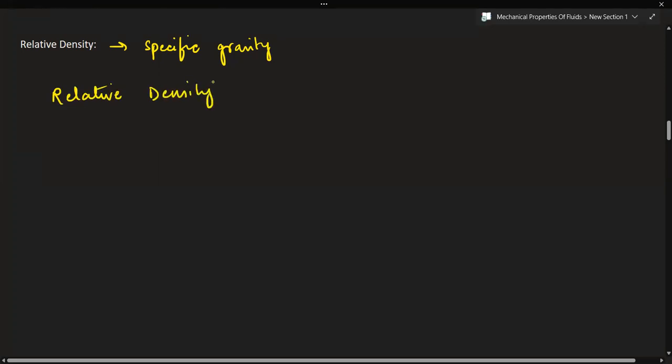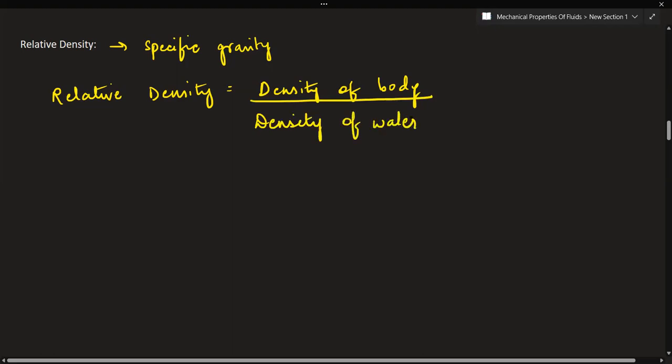The formula of relative density would be the density of the given body divided by the density of water at 4 degrees Celsius. This is the formula for relative density. See, the relative density is the ratio of similar quantities. So can you guess its SI unit?